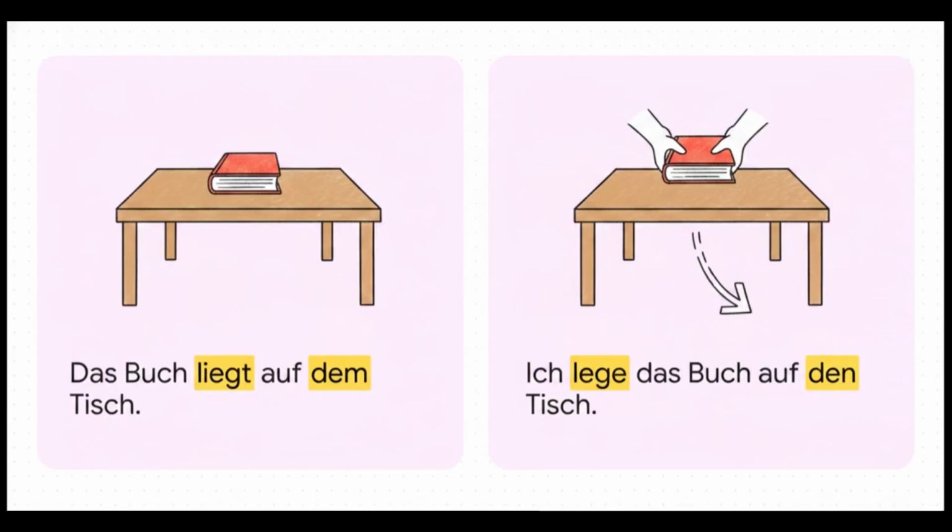Over on the left we have "Das Buch liegt auf dem Tisch." The book is lying flat on the table. That's a fixed position, so we use the dative, "dem Tisch." Now look at the right. "Ich lege das Buch auf den Tisch." I am actively laying the book onto the table. That's a destination, so we use the accusative, "den Tisch." Notice how the verb, the preposition, and the case all work together in absolute perfect harmony to either describe a static book or the physical action of you putting that book down.